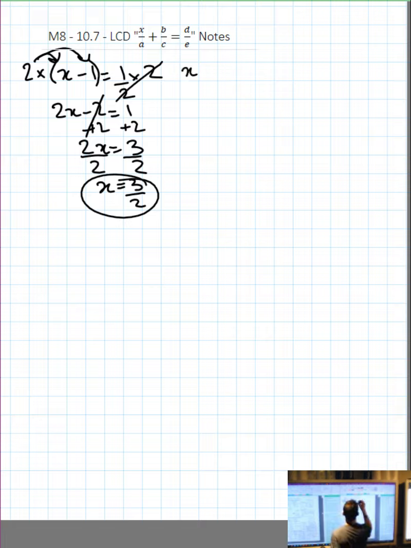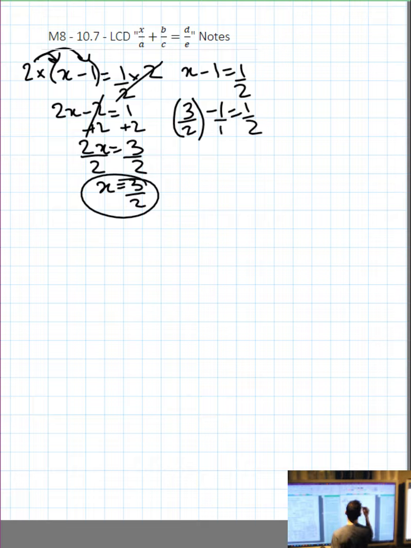Checking our answer, x minus 1 equals 1/2. Carefully substituting our answer, 3 over 2, back in for x and carrying everything else down. 3 over 2 minus 1, 1 over 1. Adding and subtracting fractions with the lowest common denominator. The lowest common denominator is 2. I had to times the bottom by 2, and I had to times the top by 2. 1 times 2 is 2.